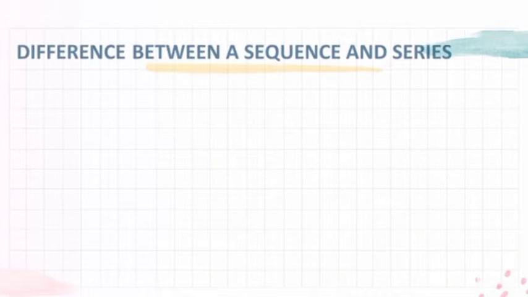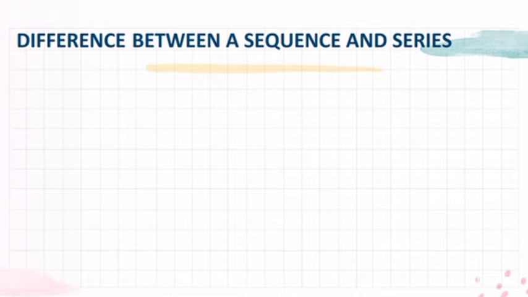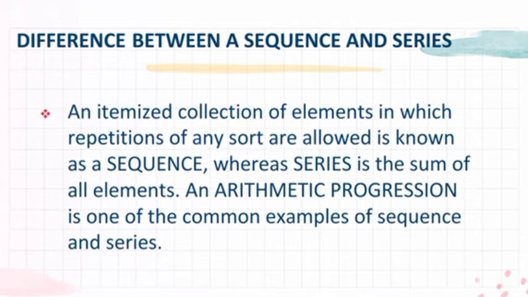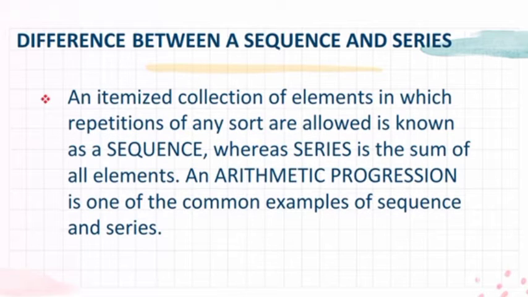Let's move forward to the difference between a sequence and a series. Let's take a look at the difference of the two, and later on we will focus on sequences. We all know that sequence and series is one of the basic topics in arithmetic. An itemized collection of elements in which repetitions of any sort are allowed is known as a sequence, whereas a series is the sum of all the elements. And an arithmetic progression is one of the common examples of a sequence and a series.